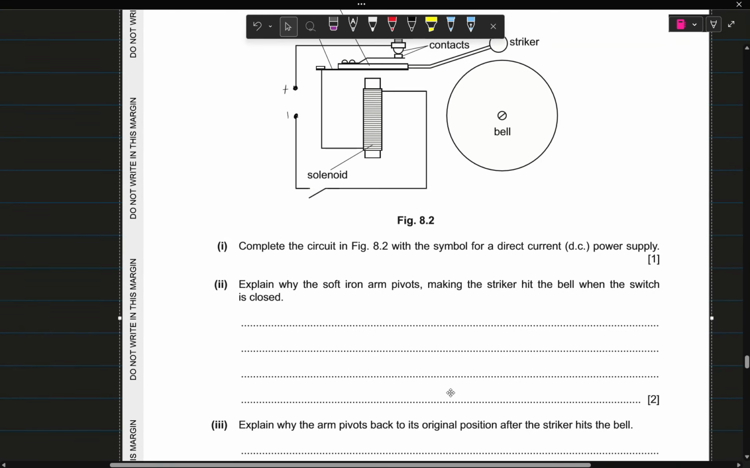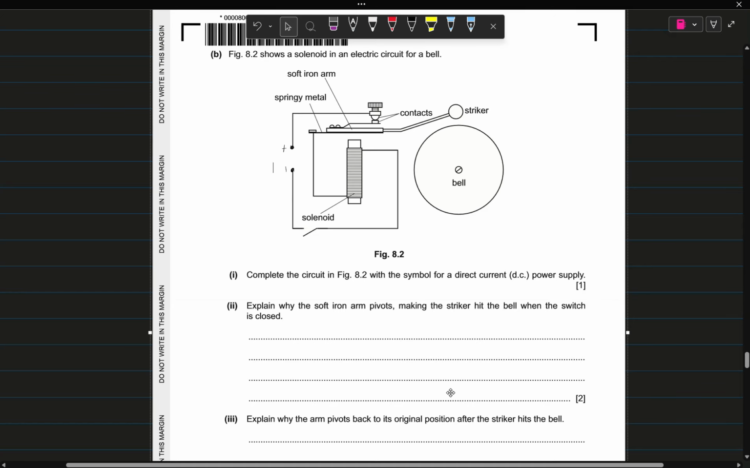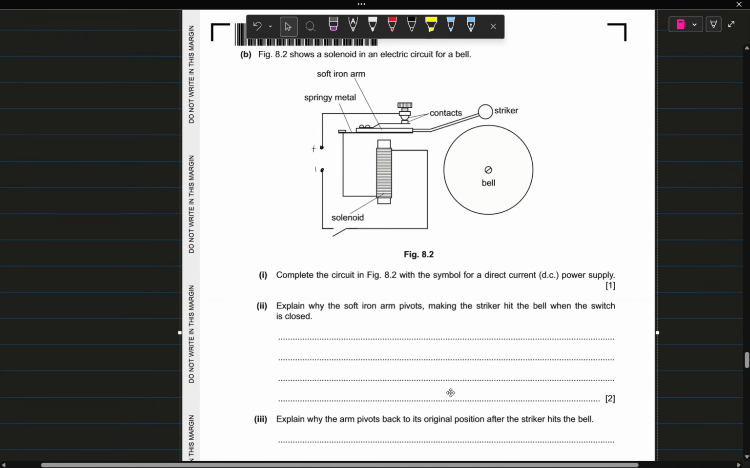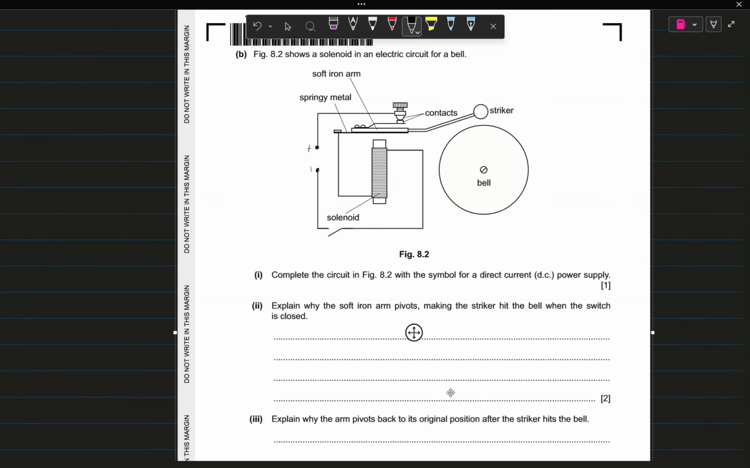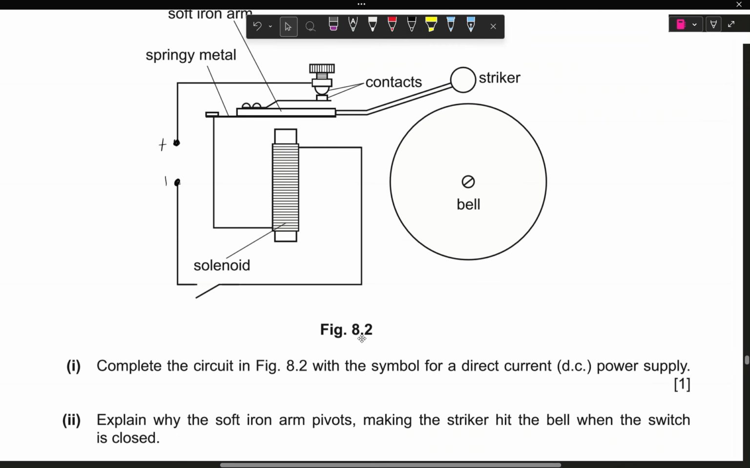And that's that. Okay, explain why the soft iron arm pivots, which are these over here, making the striker hit the bell when the switch is closed. Okay, first of all here, this is a switch. The switch here is closed, so that means that the current will pass by. Now when they pass by, maybe we need to actually reverse the direction here. When they pass by here, then essentially the solenoid will work, and this will cause the magnet to work.